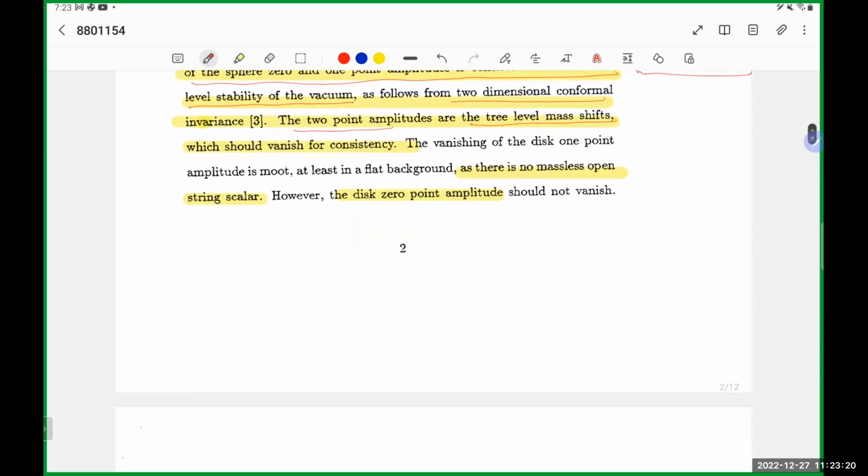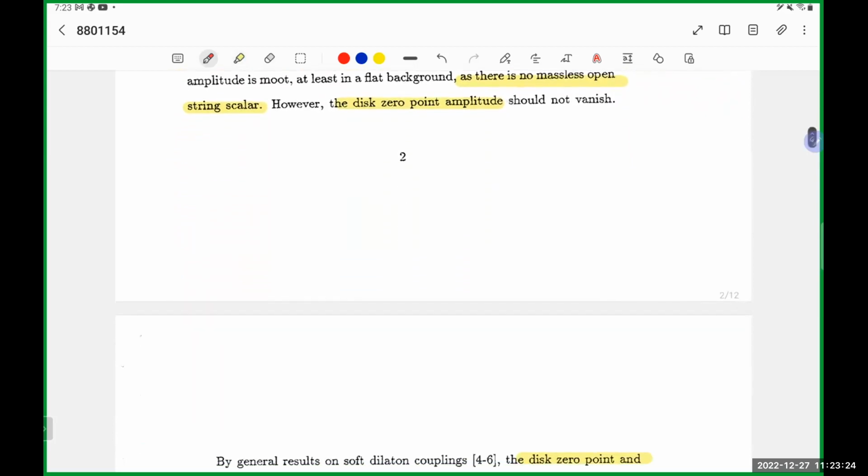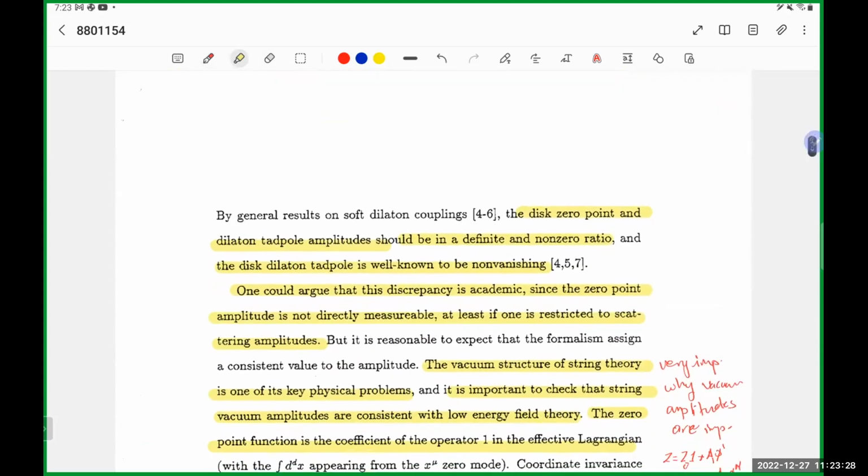However, the disk 0-point amplitude should not vanish, and I'll discuss what this means, because there's something called the soft dilaton theorem that basically says that the 0-point amplitude of the disk is related to the 1-point amplitude of the disk, and this fixes some ambiguity on the disk that is there. There's no counterpart of such a theorem on the sphere. This is the most confusing result about the sphere, and why people call the sphere partition function ambiguous: they would think that there's a counterpart of the soft dilaton theorem that says the disk dilaton tadpole is proportional to the disk amplitude and fixes the coefficient or the ratio between them.